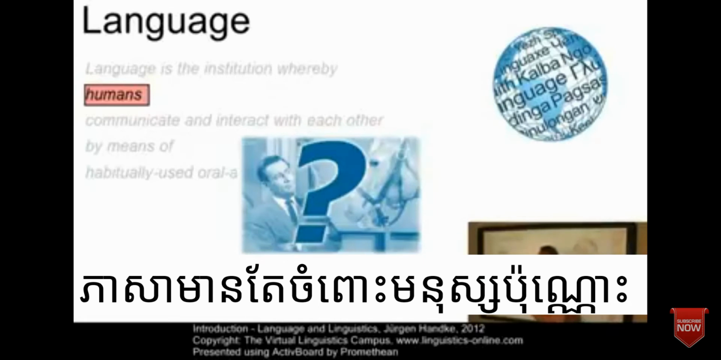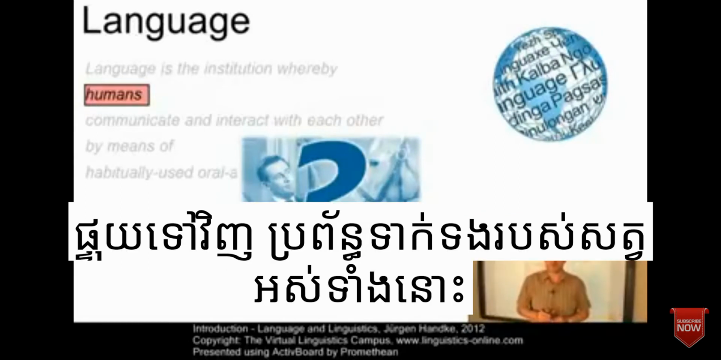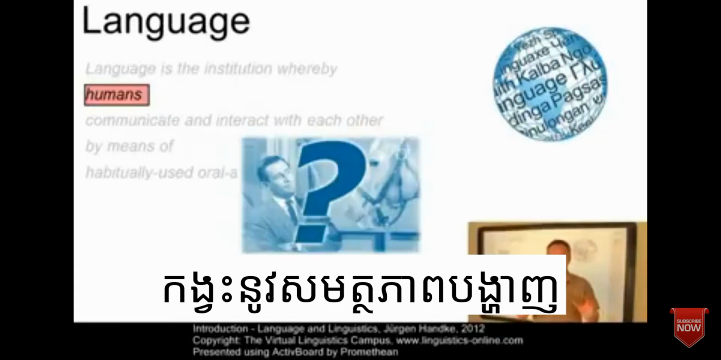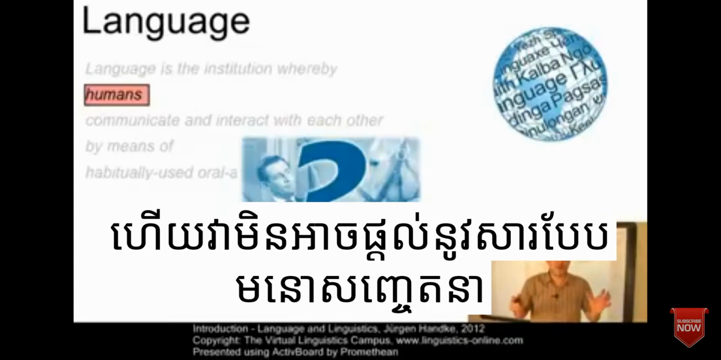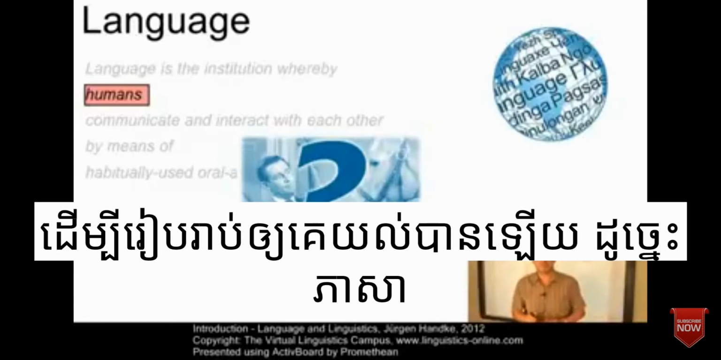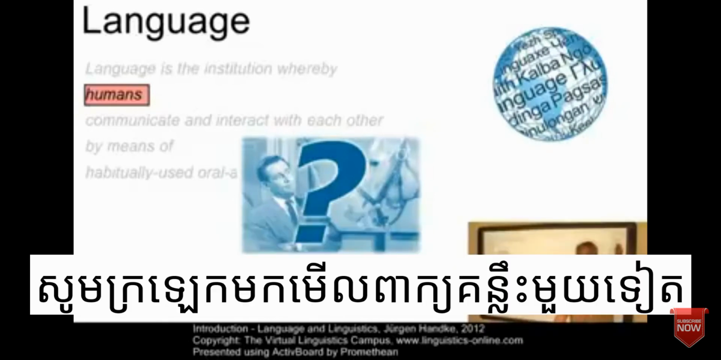Language is confined to humans. Animals certainly communicate with one another. However, all animal communication systems lack the ability to communicate about anything beyond the here and now. And they do not allow novel messages to be produced and understood. So language is confined to humans in a strict sense. Let us move on to the next keyword.